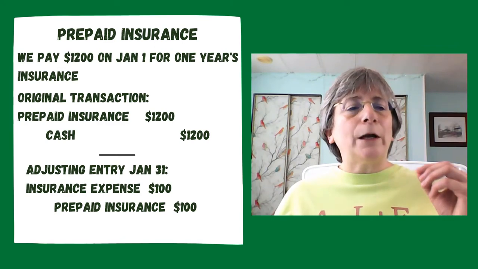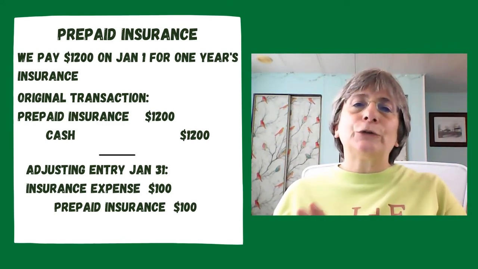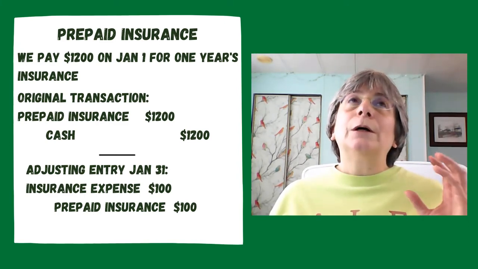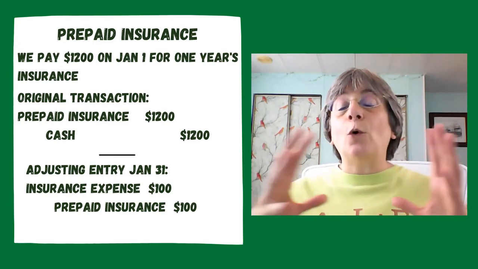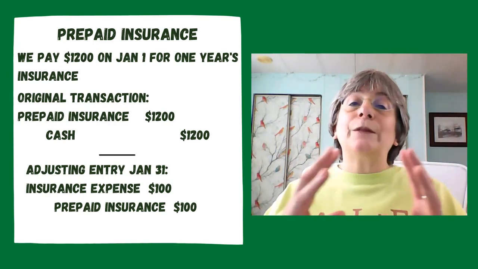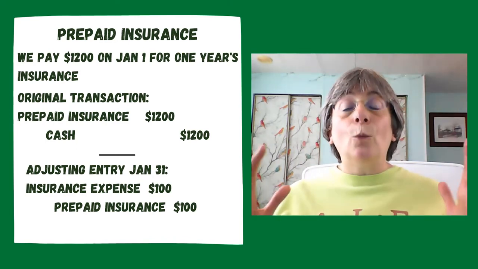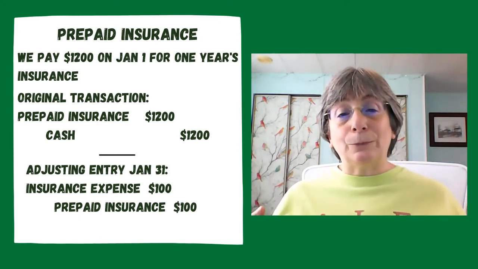Let's look at another situation. Let's say that on January 1st, you pay 1 year's insurance premium for $1,200. Now, you're not going to claim this as an expense in January because it's for the whole year. So you want to split that up over 12 months. So every month you're going to do one entry for 1 month's insurance.